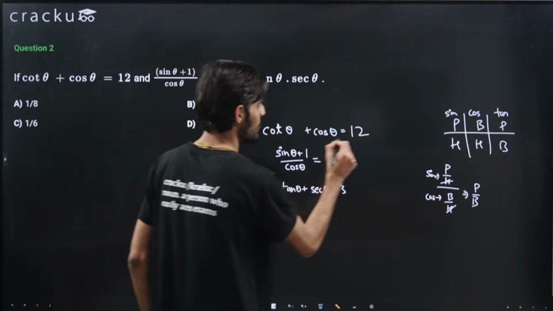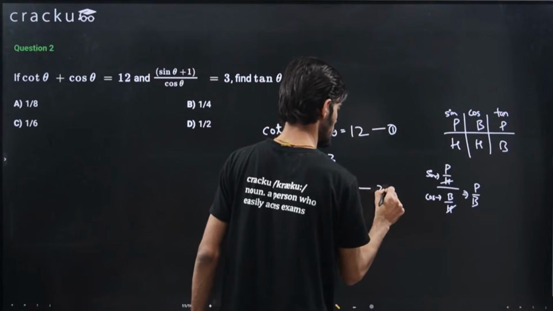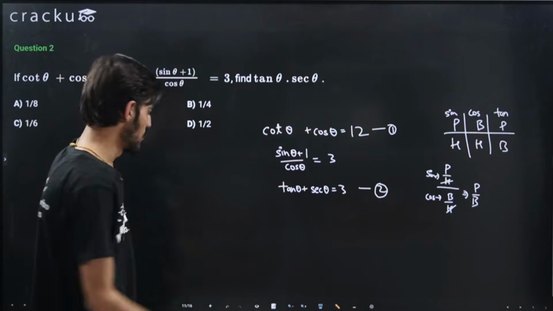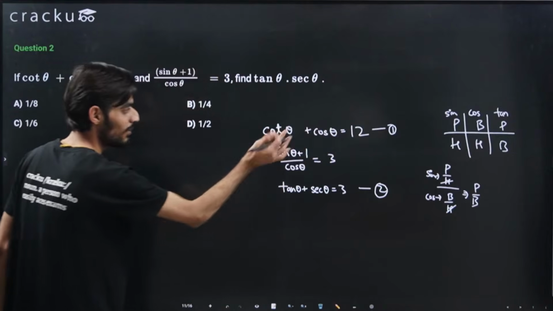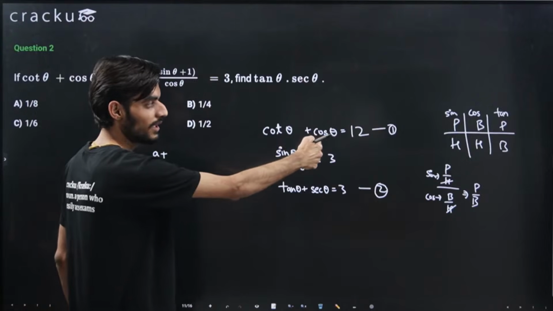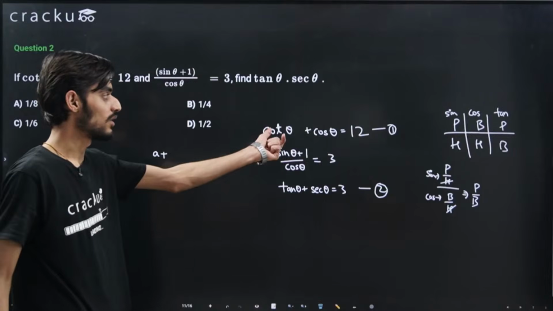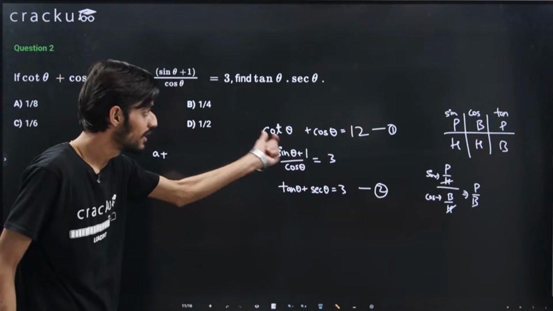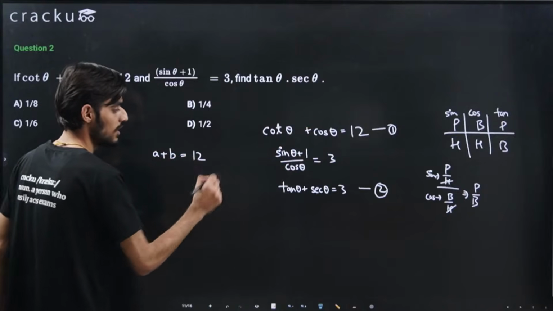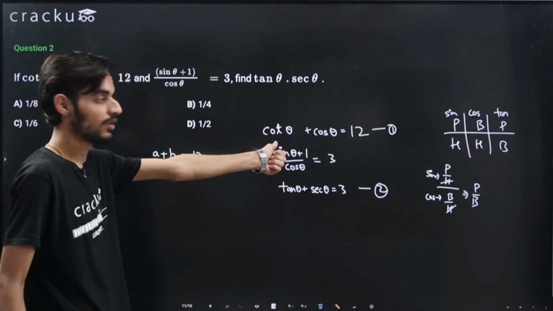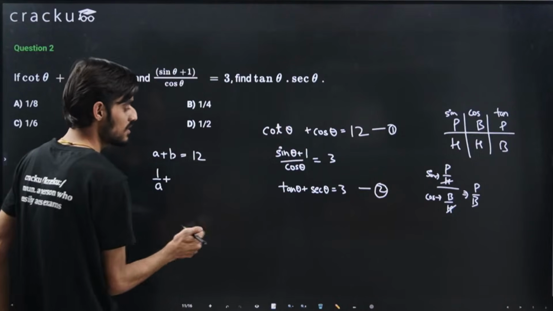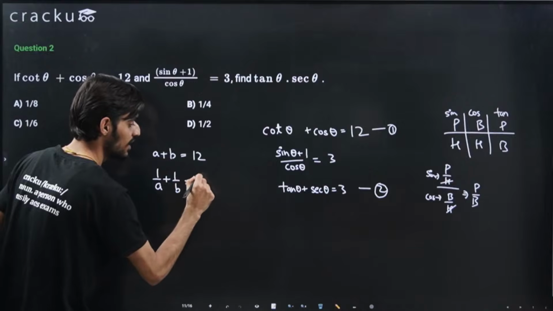One thing we can note from these two equations, just by observation, is that tan is just the reciprocal of cot, and sec is just the reciprocal of cos. So what we can do is let the values, for example, let's say the value of cot theta is a, and the cos theta is b. We are just representing cot theta as a and cos theta as b. So a plus b is equal to 12. Because tan is just the reciprocal of cot, this will be 1 by a, plus, since sec is the reciprocal of cos, 1 by b, is equal to 3.